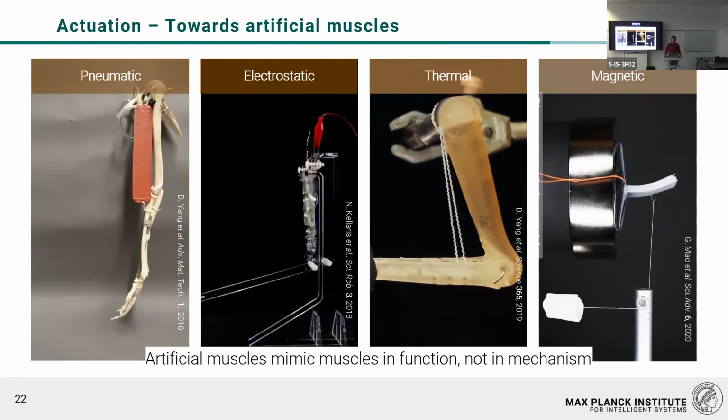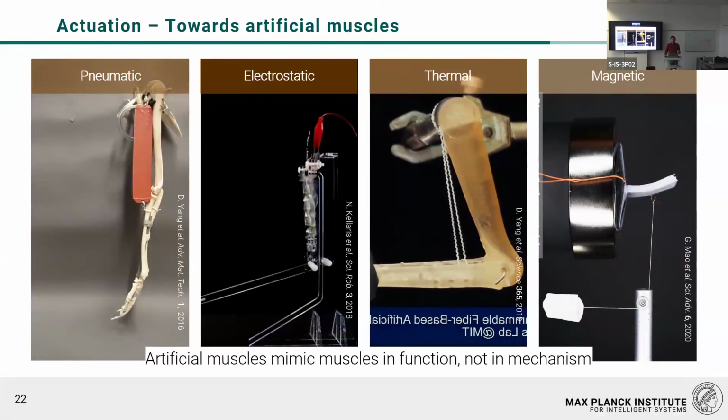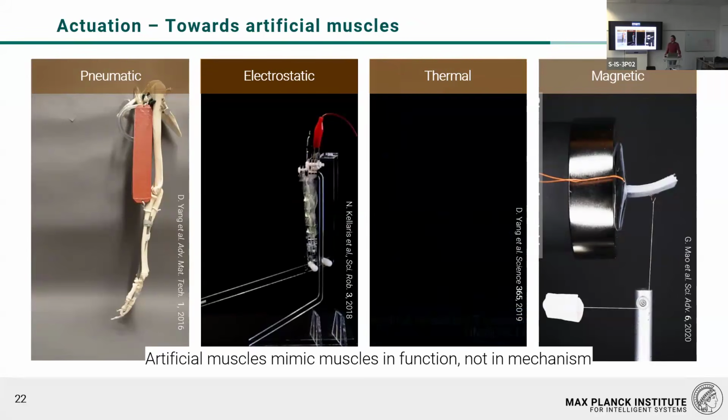You might also use a thermally activated muscle, where you use heat to facilitate a contraction, or electrostatics, where you apply a high electric field to achieve deformation. Very important to say here, these are artificial muscles which mimic our own muscles in function, not in mechanism.